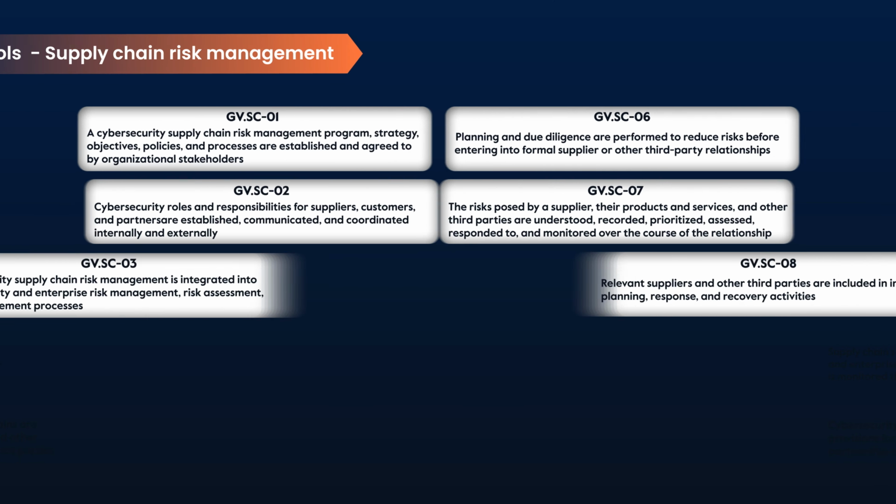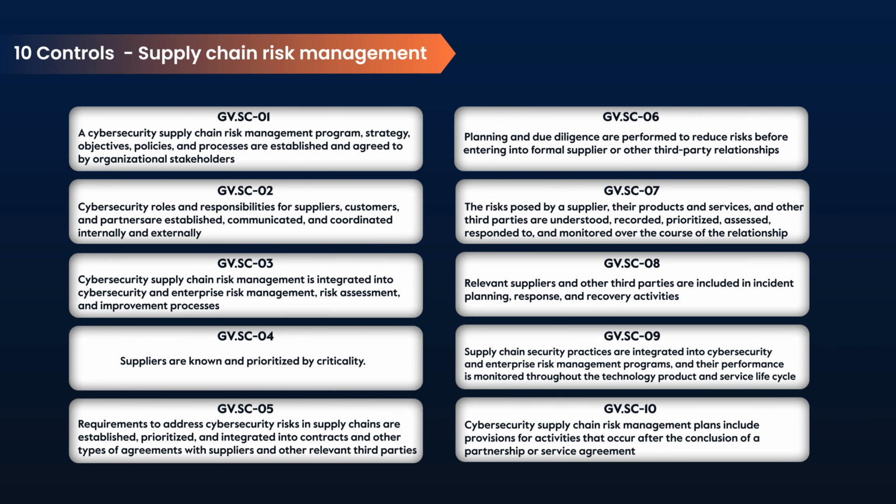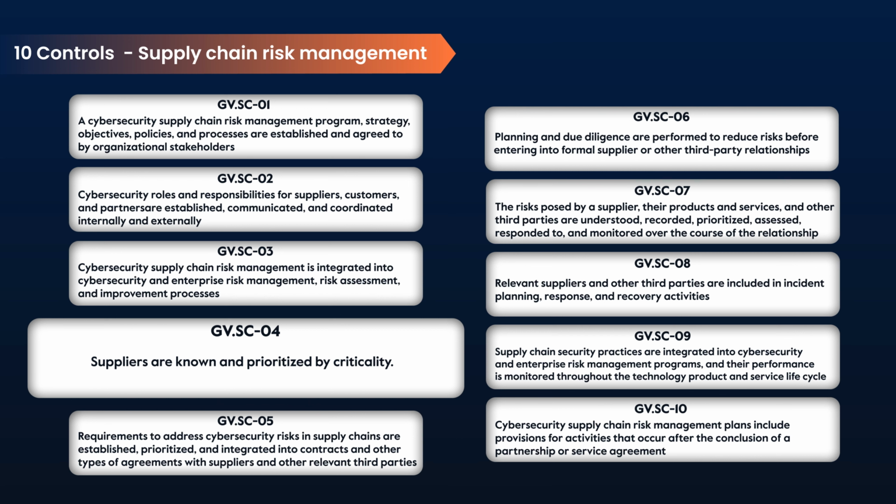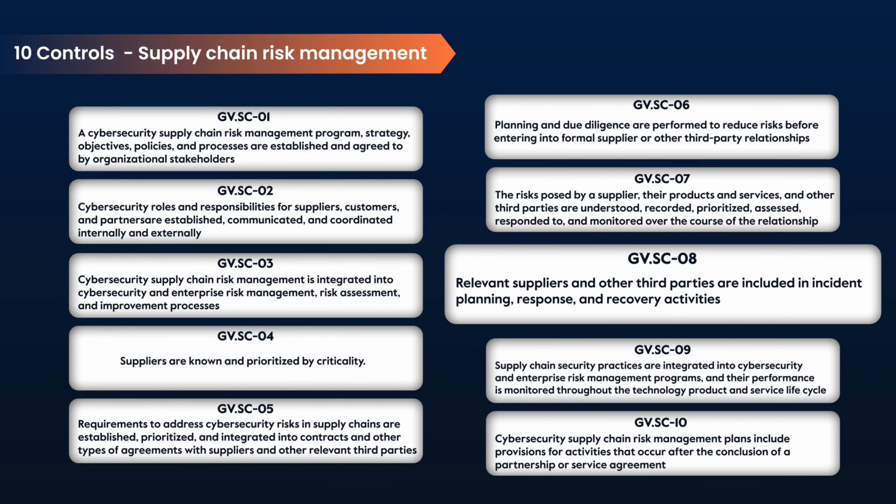There's a total of 10 controls under supply chain risk management, making up nearly 1/3 of all govern controls. Some of these controls include ensuring your suppliers are known and prioritized by criticality, and that relevant suppliers and other third parties are included in incident planning, response, and recovery activities.